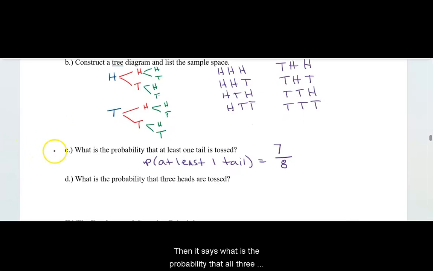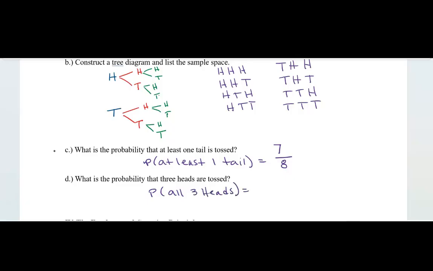Then it says, what is the probability that all 3 heads are tossed? Still out of 8, but how many of those outcomes do you see where it's all 3 heads? Just one outcome, one of those. 1 out of 8 would be my probability then.